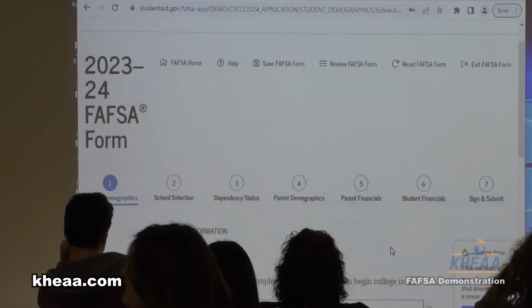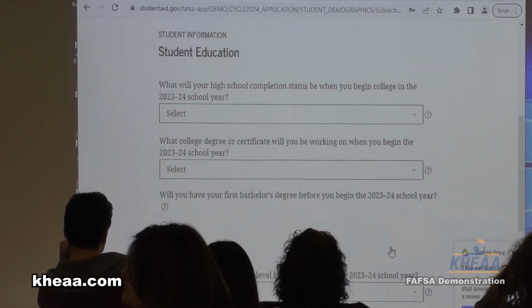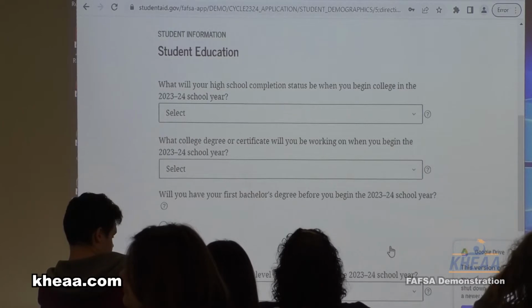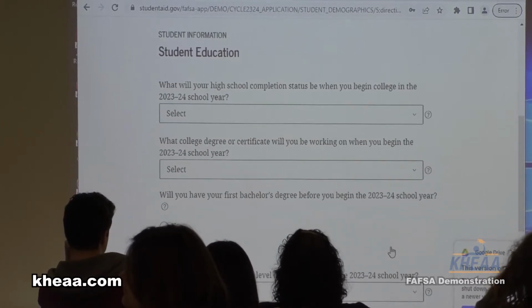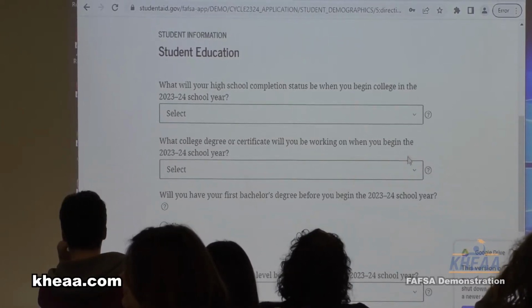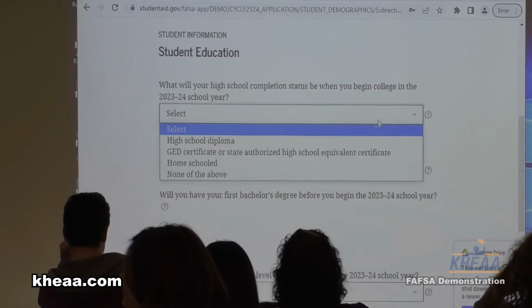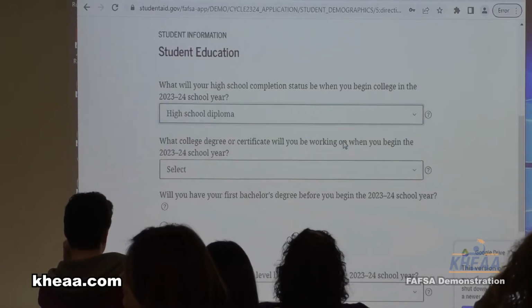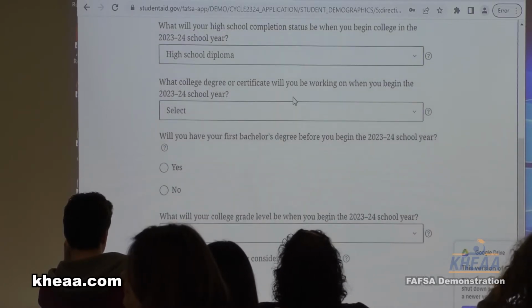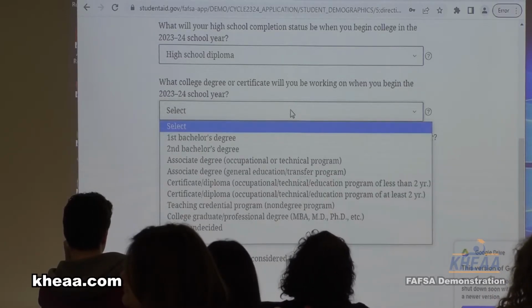All right, and then for your student education, the first question will be, what will your high school completion status be when you begin college in 2023-2024? It will be high school diploma because you'll graduate, okay? So the first one's always going to be high school diploma. The second question is, what college degree or certificate will you be pursuing when you begin 23-24?